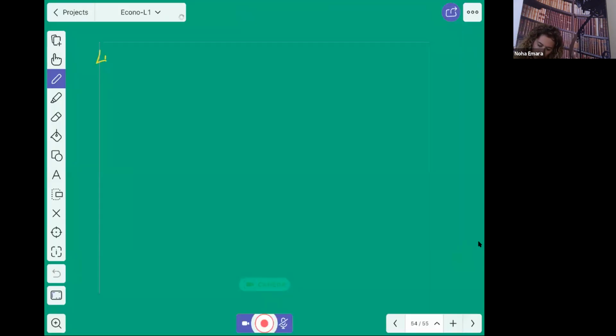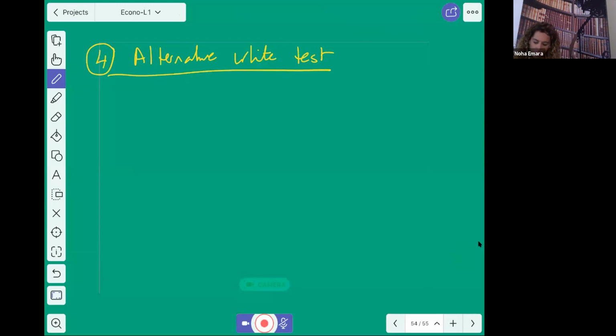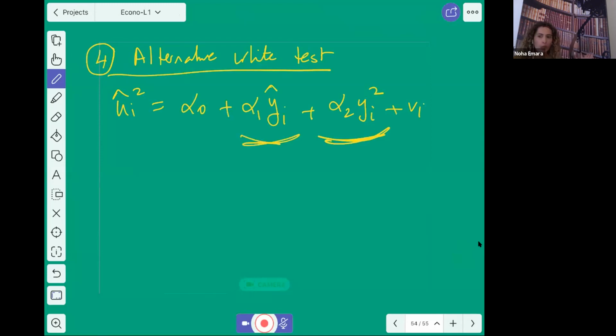So number 4, the alternative White test would be, okay, we're going to combine this into alpha 0 plus alpha 1 yi hat plus alpha 2 yi hat squared plus v_i. It's alternative because if you open this and you open this, you would recover the previous test, which is the White test. So the alternative test is simply trying to minimize the number of coefficients to be tested so that we're not running out of degrees of freedom.